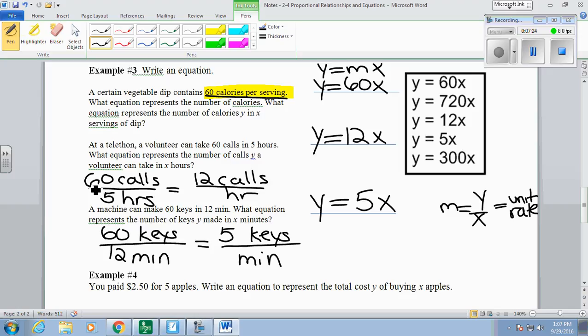For the last one, again, 60 keys in 12 minutes is a rate. We're changing that to a unit rate by dividing, and we get 5 keys per minute. So now 5 is our constant of proportionality, our unit rate, our M, and so we substitute 5 in place of the M. Now that we've practiced that a little bit more, go on and try number 4.